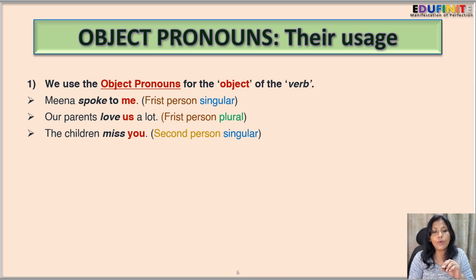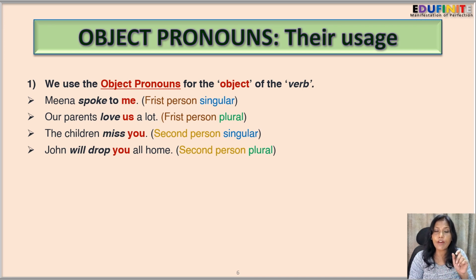Next, John will drop you all home. So here again we have used you, but since we have included all with it, it is giving a sense of plurality. We are using you over here as second person plural. Now, how do we notice the object? If we ask the question, whom will John drop? So we'll say you. So you is the object of the verb drop or will drop. Hence it is the object pronoun.